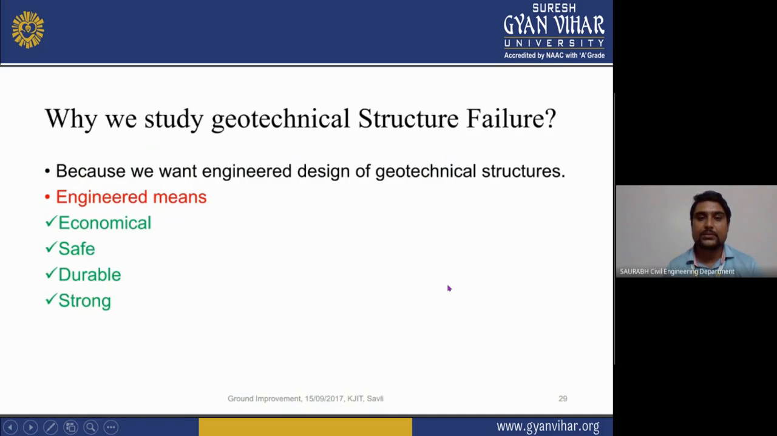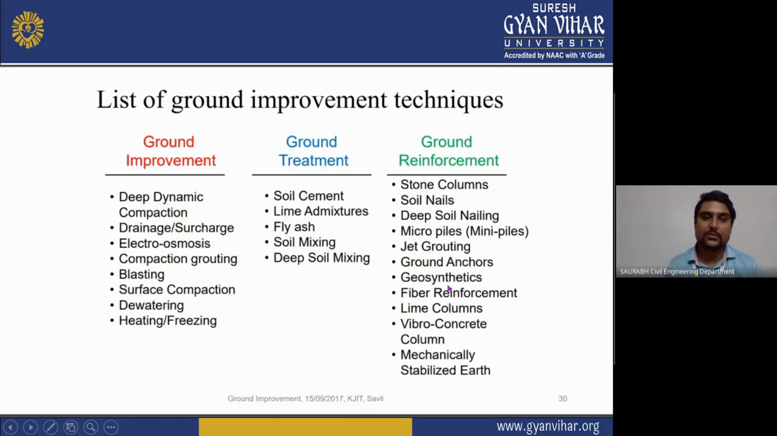Why do we study geotechnical structure failure? We should know about it because we want an engineered design of geotechnical structures. Engineered means economical, safe, durable, and strong. It should be strong also.